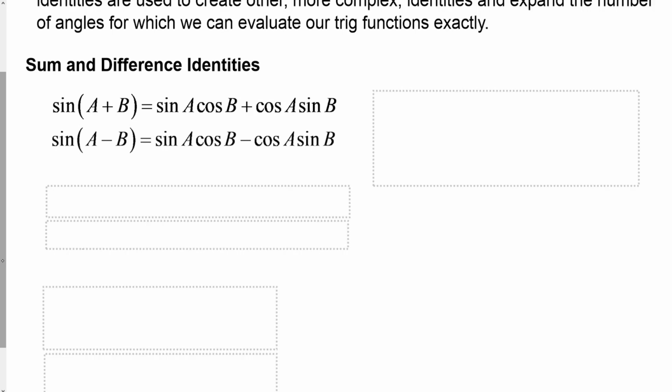The difference identity for sine is similar, except the sign for the angle is different. So sine of A minus B is sine A cosine B minus cosine A sine B.